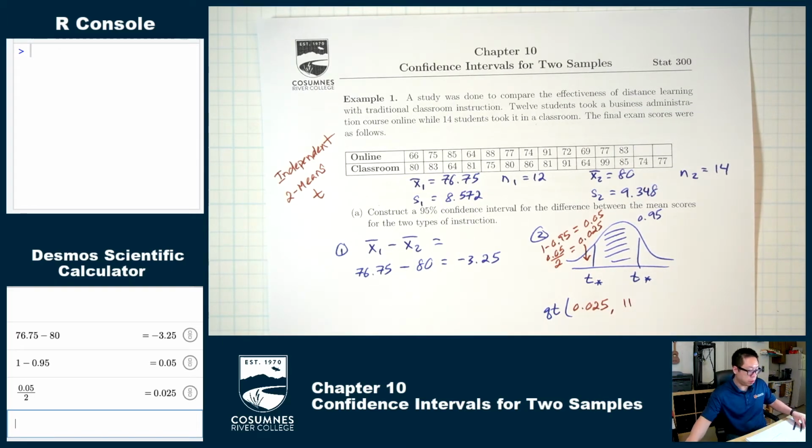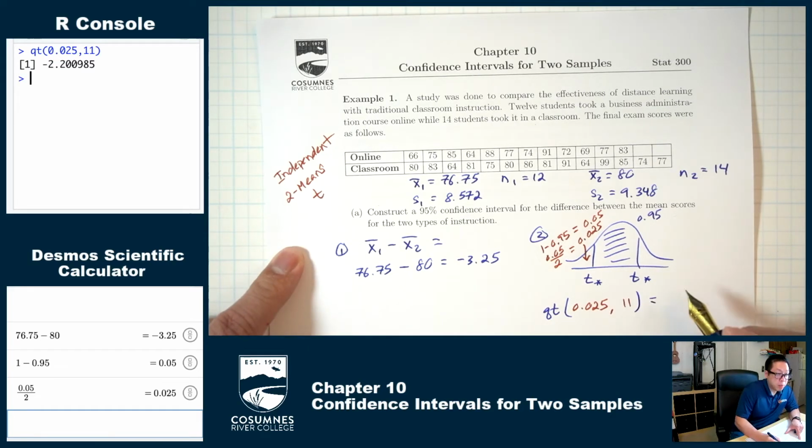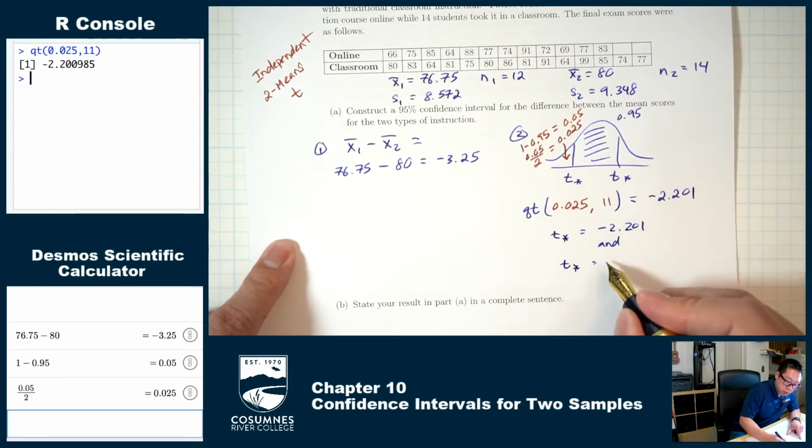All right, so we'll do QT, 0.025, comma 11, and we get negative 2.201. Okay, that refers to the one on the left. I expect 2 T stars, so our T stars are negative 2.201, and the one on the right is going to be positive, so positive 2.201.